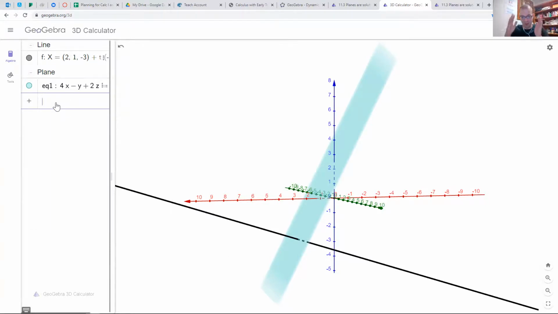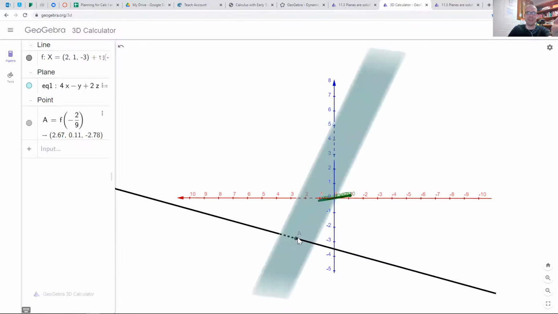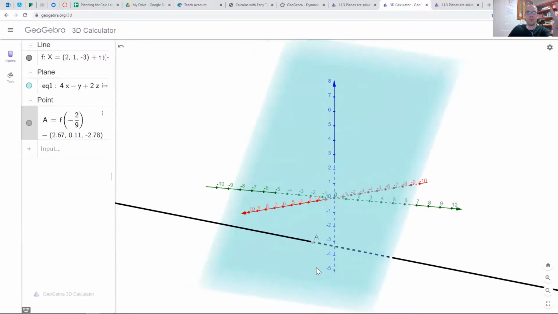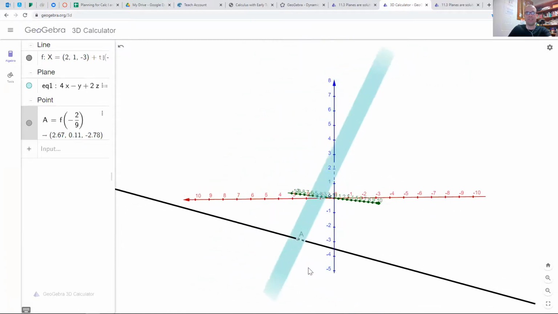The way that we do this, we found out t was equal to negative 2/9. We can go to f of negative 2/9 and get that point. We got it. I'm not going to cheat. We've got it. Okay.